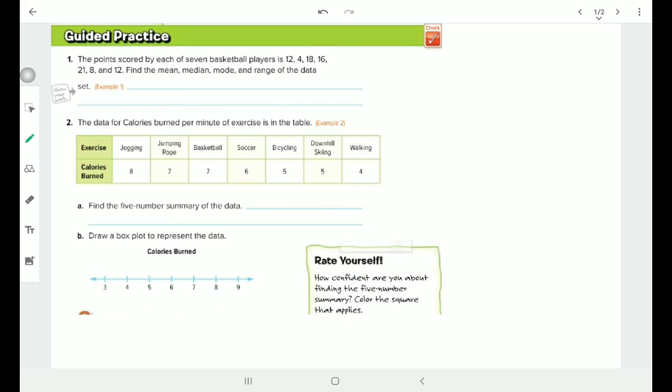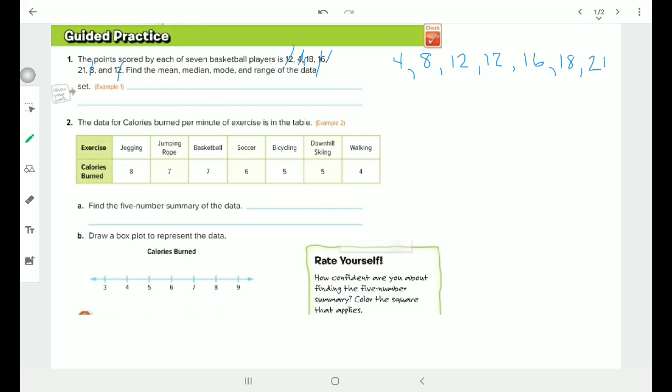Whenever you're given this data set, you want to start by arranging them in order from least to greatest. Out of this data set, we know that 4 is the least, followed by 8, followed by 12. And as you're going, it might help to cross them off as you go so you don't lose track. And then we have a second 12. So we have 2 12s. And then we have 16. We have 18, and finally 21.